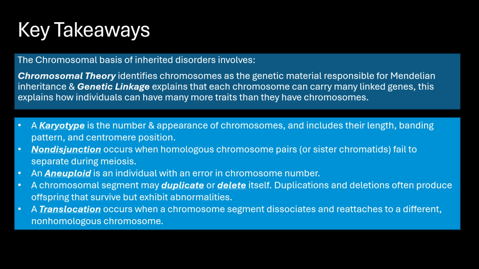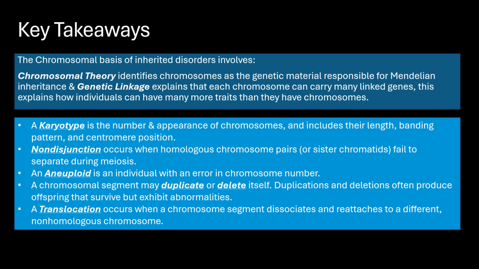So back to the vocabulary terms, today we learned that a karyotype is the number and appearance of chromosomes, and it includes their length, the banding pattern, and their centromere position. So it's all about what the chromosomes look like. Non-disjunction is a process that occurs when homologous chromosome pairs or sister chromatids, which look the same and obviously are connected, fail to separate during the process of meiosis. An aneuploid is someone who is born with an error in chromosome number, for example, someone with Down syndrome, like we discussed. A chromosomal segment may duplicate or delete itself.